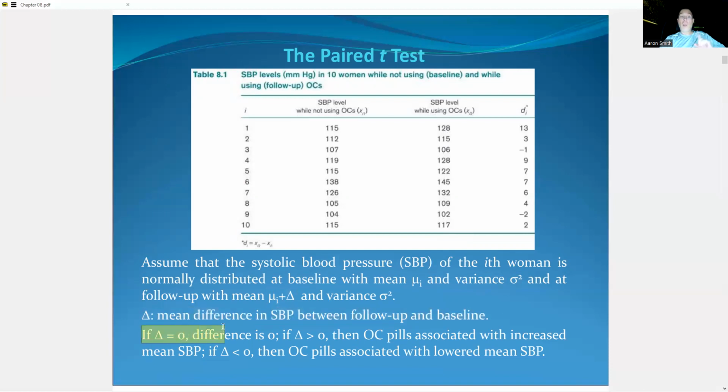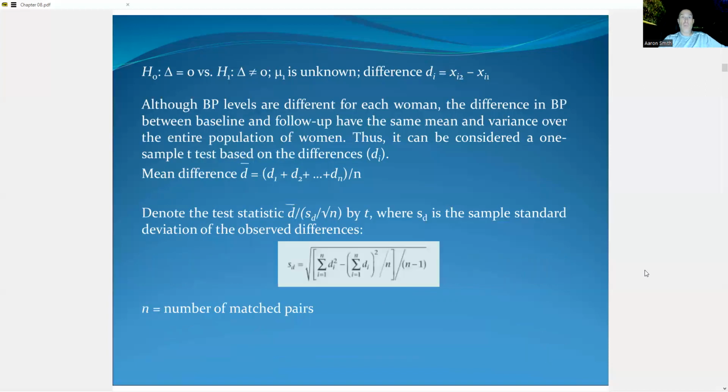Now, if delta is equal to 0, the difference is 0. If delta is greater than 0, then we would conclude that the oral contraceptive pill is associated with increasing mean systolic blood pressure. If we conclude that delta is less than 0, then the oral contraceptive pills are associated with lower average blood pressure.